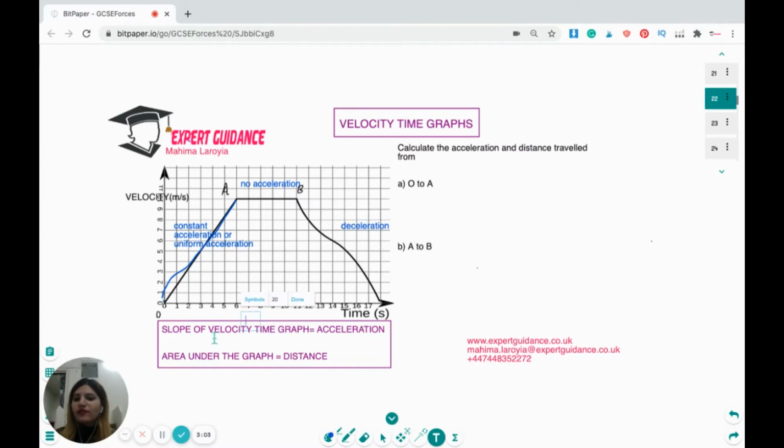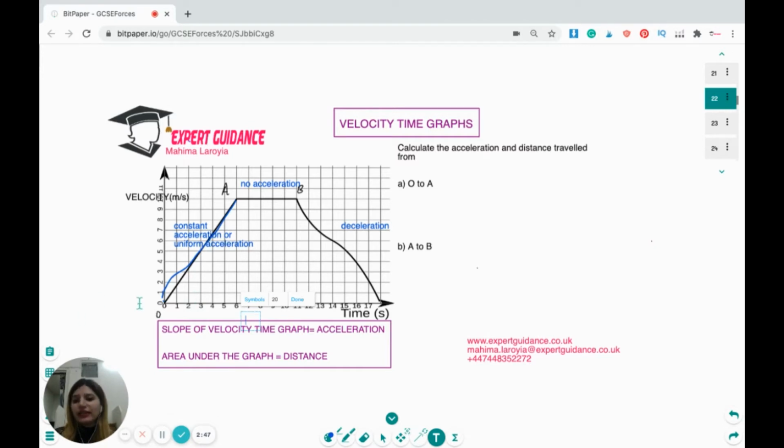Now, the slope of the velocity time graph gives you acceleration. We've just seen a question: how do we work out the acceleration from O to A? And if you work out the area under the velocity time graph, you get the distance. Okay, so you need to remember these two things. Now let's try a question.